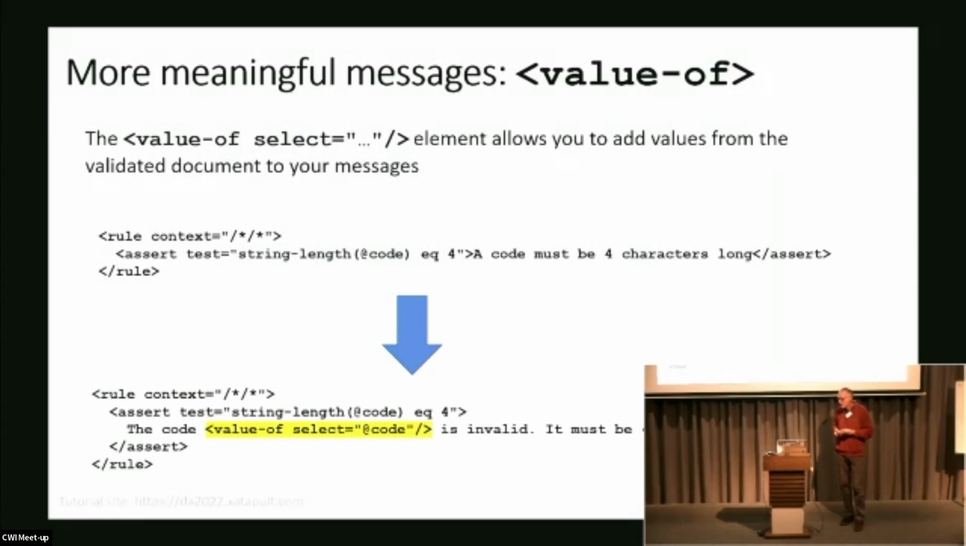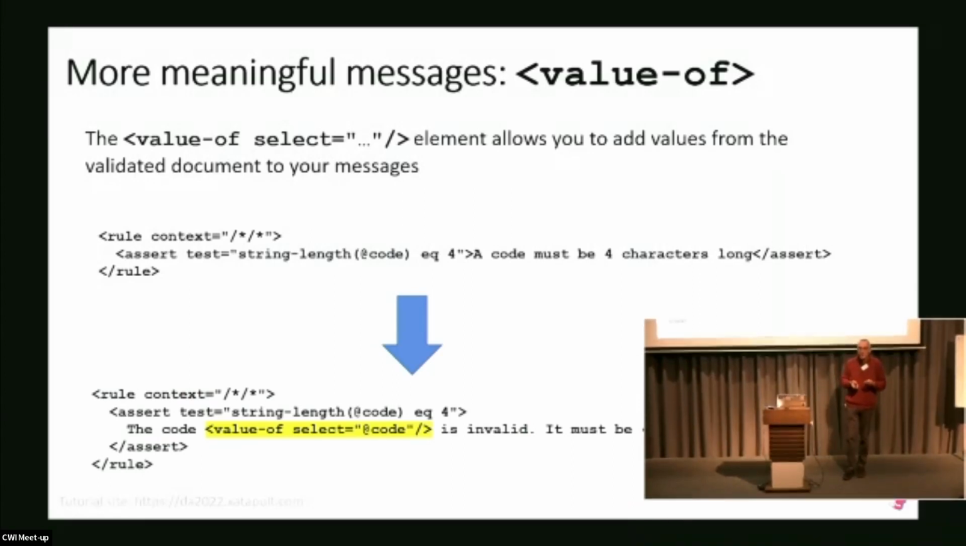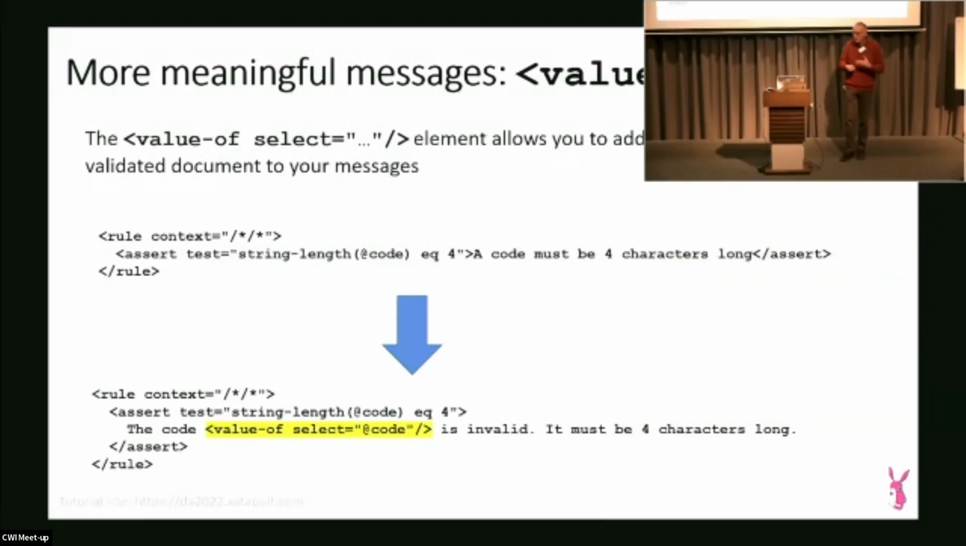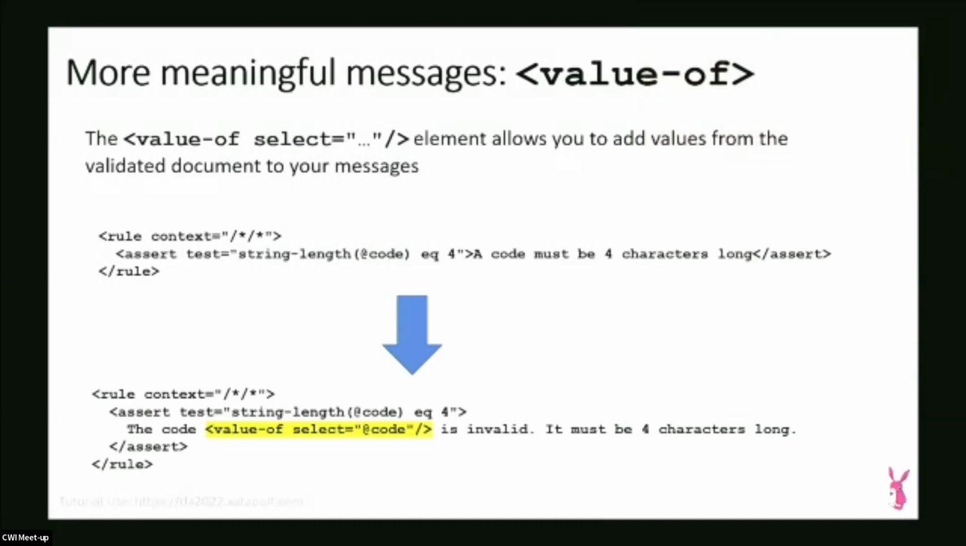So we can do this by adding a value-of element in our message that gets the value of whatever XPath expression you put in the select attribute, and inserts this in your message. So that's actually all there is to the value-of element. It looks a bit like the XSL value-of element, right?